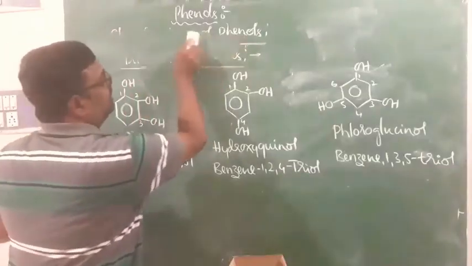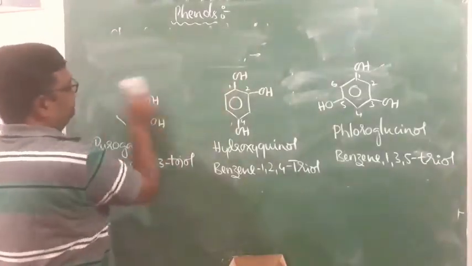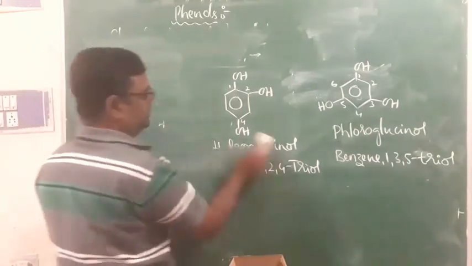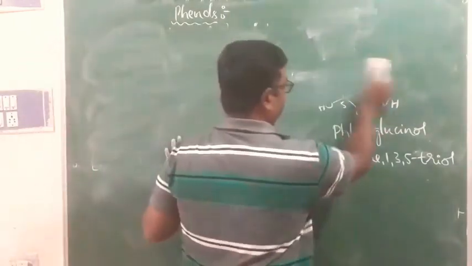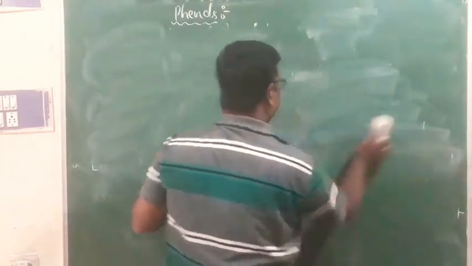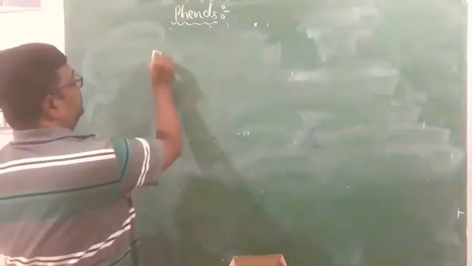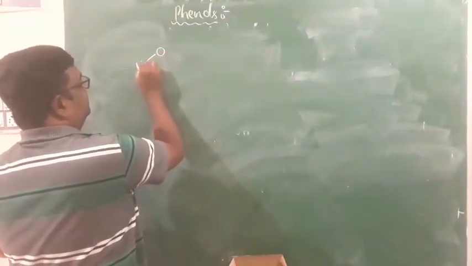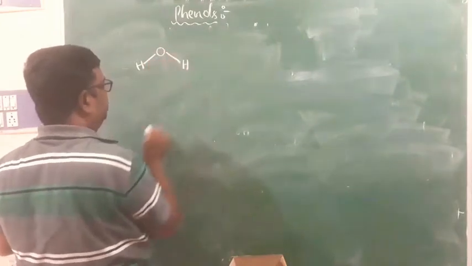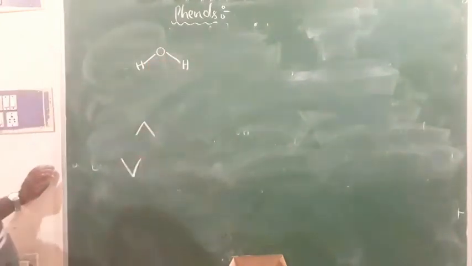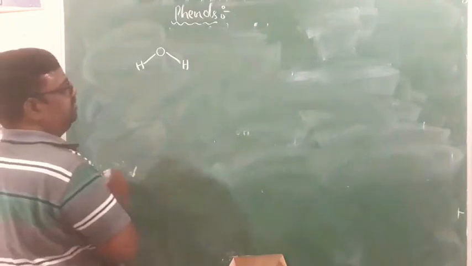We'll go for the next topic, that is structure of phenols, right? We already studied the structure of alcohols, and we compared the structure of alcohols with that of water. Here also, structure of phenol with that of water. Look at this, this is water. The shape of water is an inverted V shape, or the bent shape.